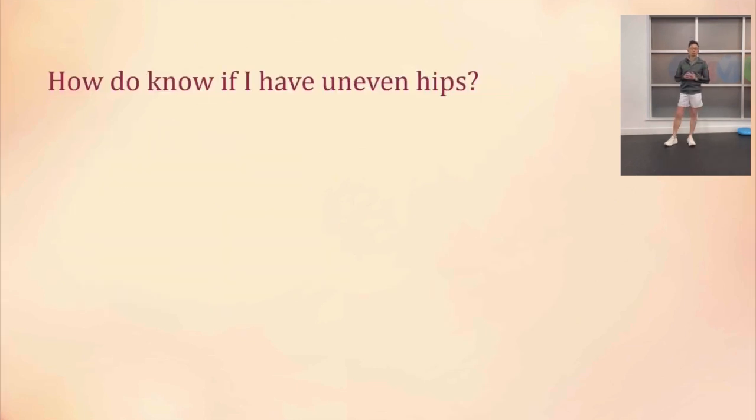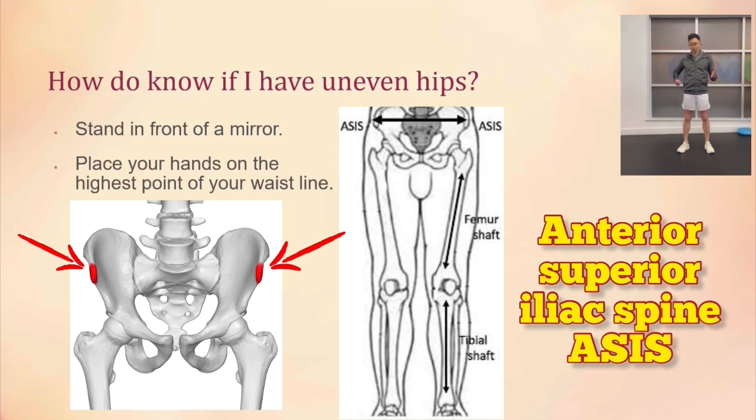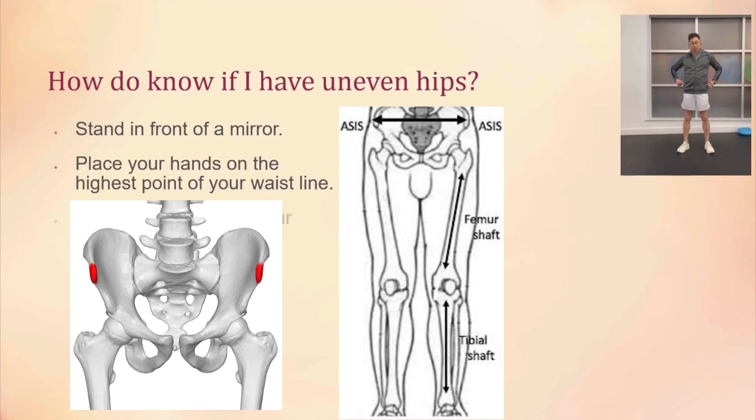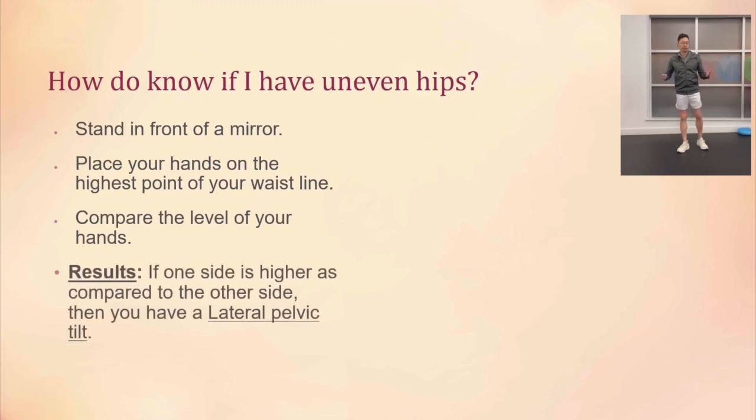So how do you know you have uneven hips? We can do the static lateral pelvic tilt test. While standing in front of the mirror, place your hands on the highest point of your waistline, and then compare the level of your hands. If one side is higher as compared to the other side, then you have lateral pelvic tilt.